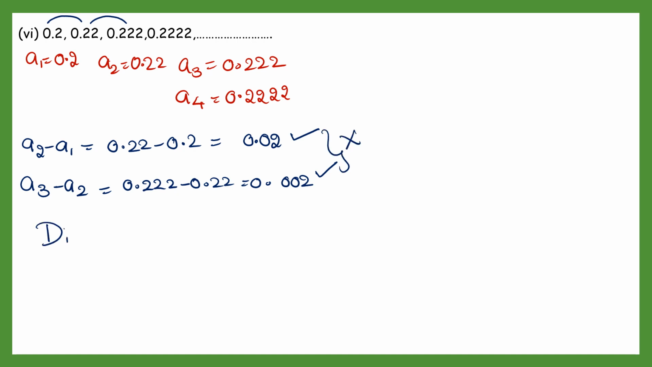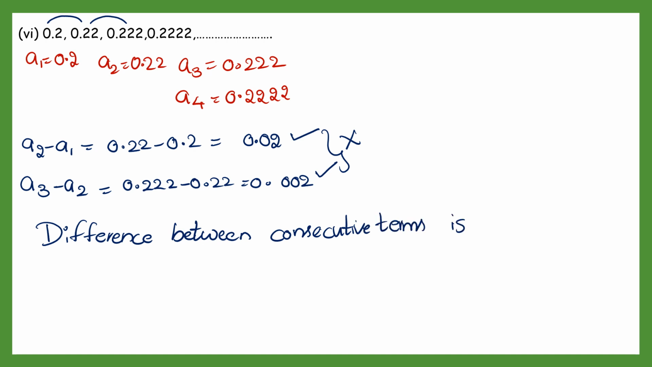So, the difference between consecutive terms is not same in this question. So, the list given is not in arithmetic progression.